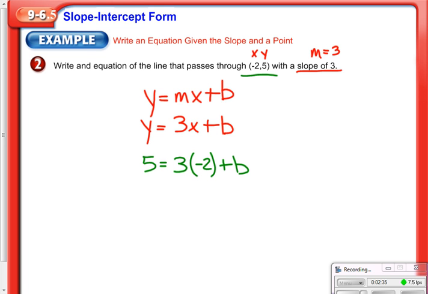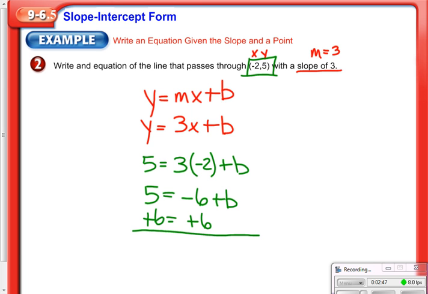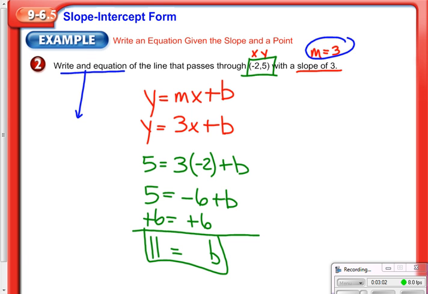Again, we take those points from the ordered pair that we are given, and we get 5 equals negative 6 plus b. To get b alone, add 6 to both sides, and we have 11 equals b. Not done with this because the instructions say to write an equation in slope-intercept form. So we're going to use the slope 3 and the intercept 11. We get y equals 3x plus 11.